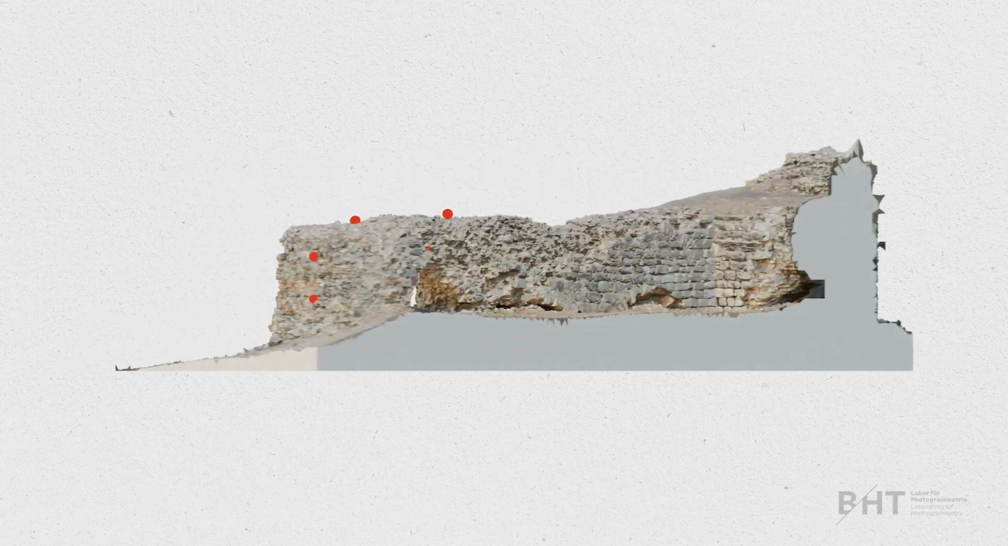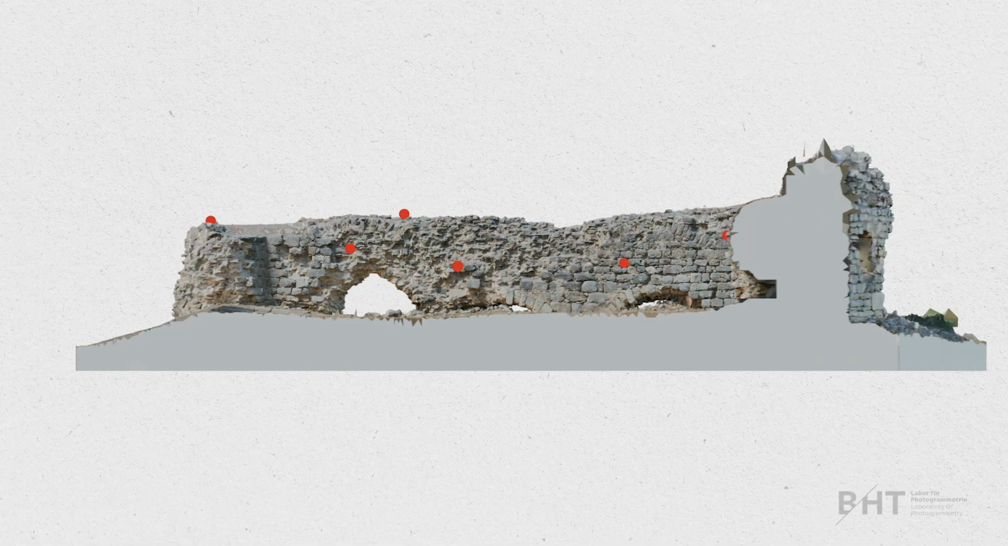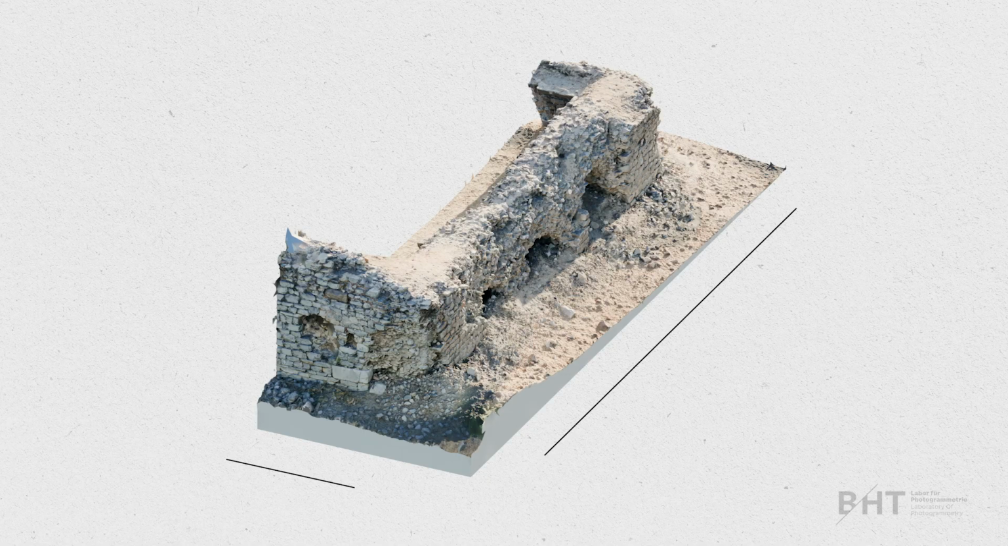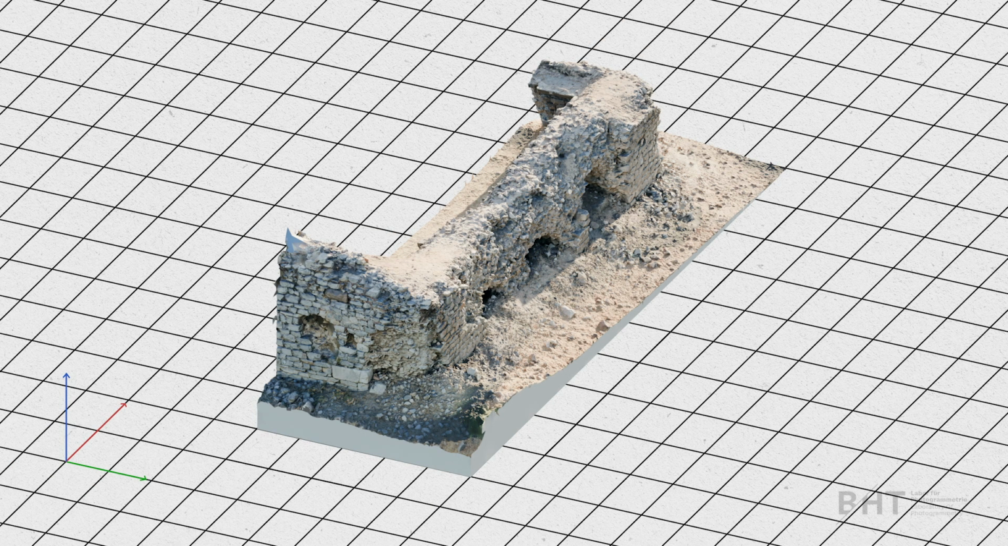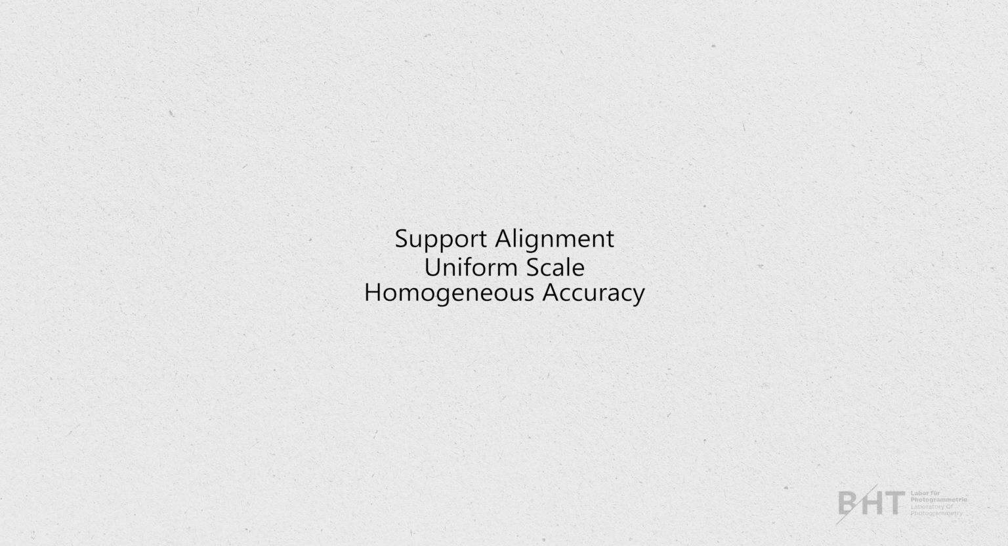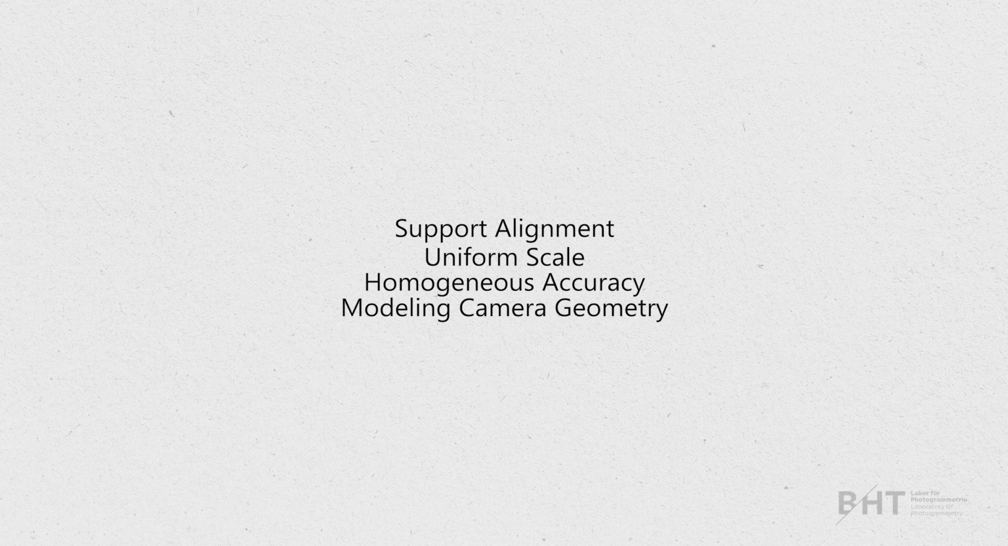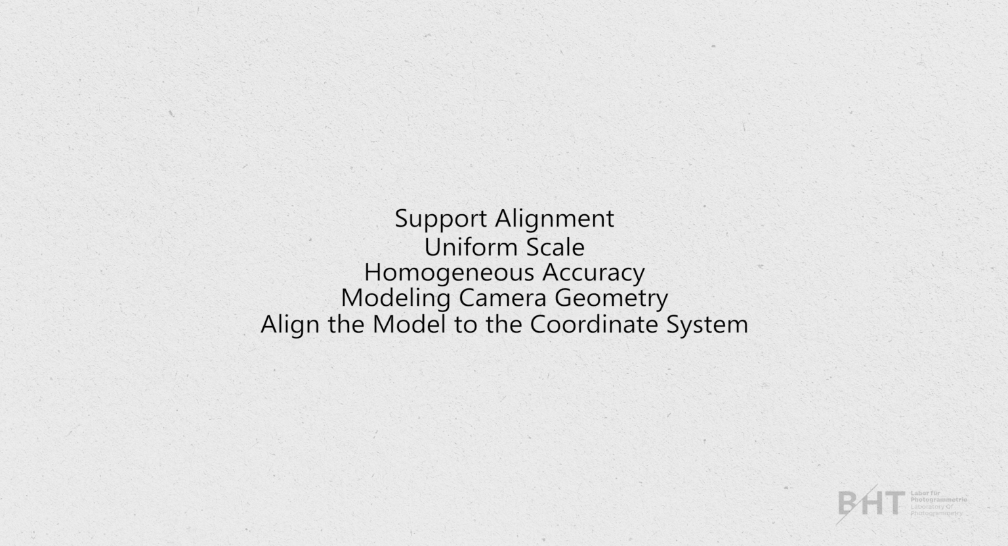We can use control points to define a reference system. This can simply be distances, a local coordinate system, for example the coordinate system of an excavation, or global UTM coordinates. Therefore, they can support the alignment of the images, give the model a uniform scale, ensure a homogeneous accuracy of the model, help with the modeling of the camera geometry, and align the model within the selected coordinate system. This allows models from several projects to be combined.